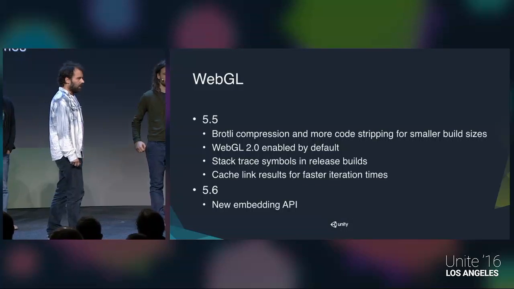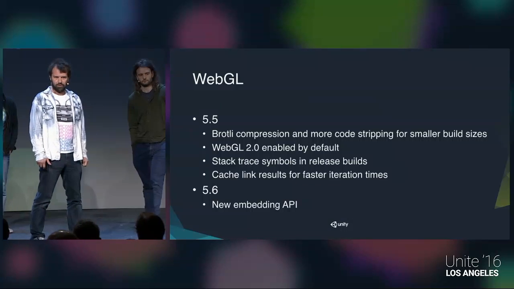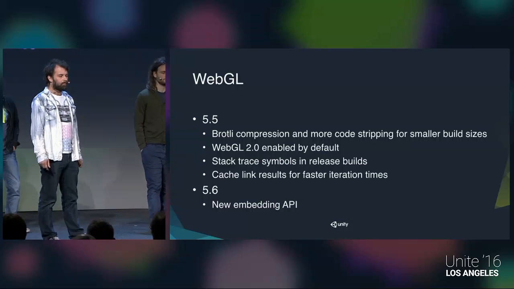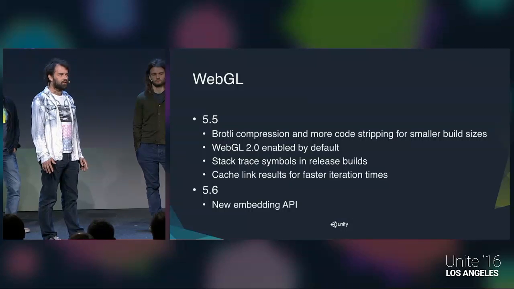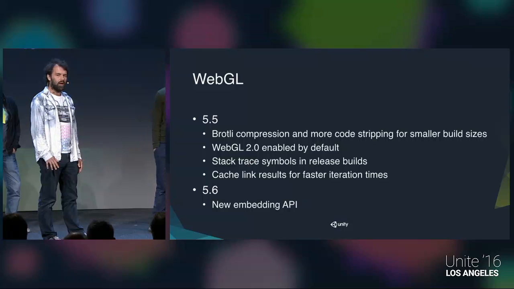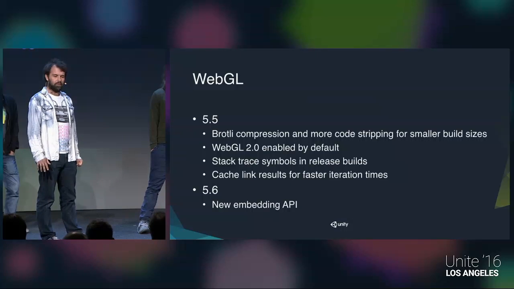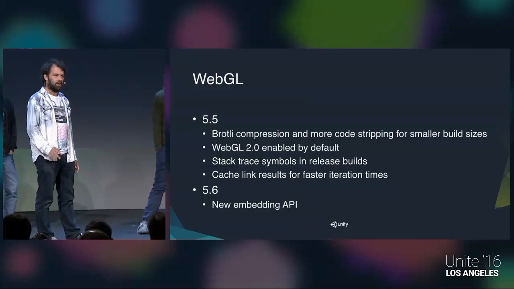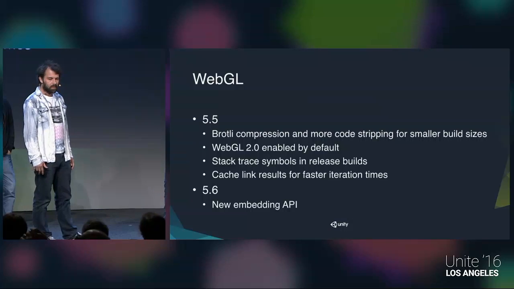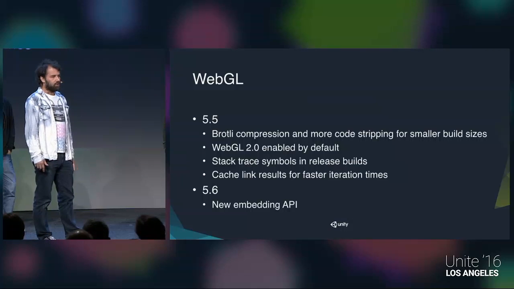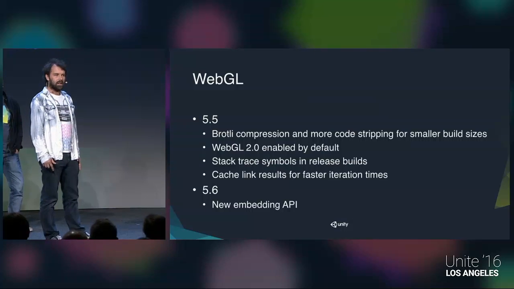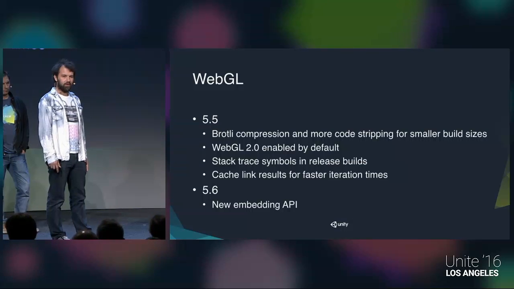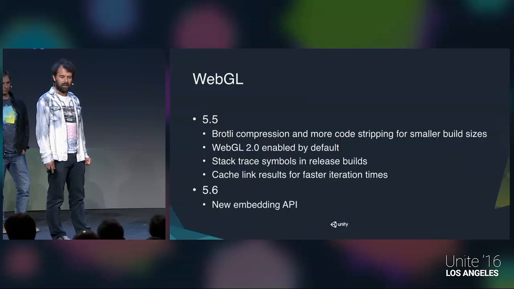And we have been improving our stripping to be able to strip more code from the build. How much you gain from this depends on your code and your assets, but we've seen gains of around 30% compared to 5.4 for many projects. So that's how much your build gets smaller. We are enabling WebGL 2 by default because both Chrome and Firefox will be enabling support in their release builds very soon. So that will happen within the 5.5 timeframe.